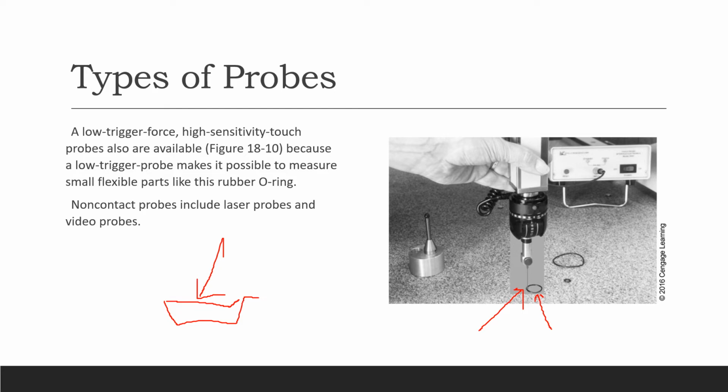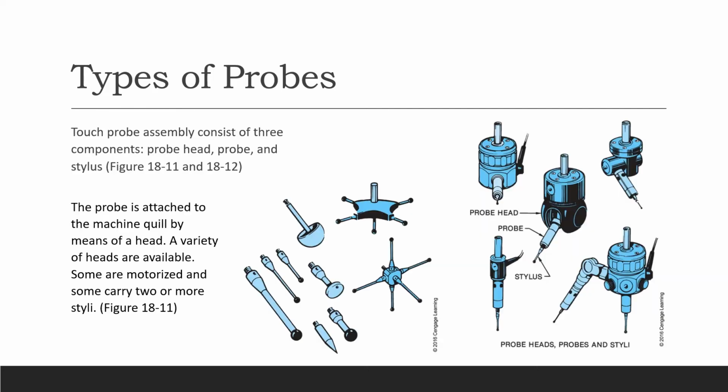Back to our low trigger force probe right here. They're very sensitive. That's why when you look at the probe head, it's very tiny, even looking like a little needle, yeah? And that's the reason why you can measure these flexible things, like a rubber O-ring in there. And that's another type of probe.